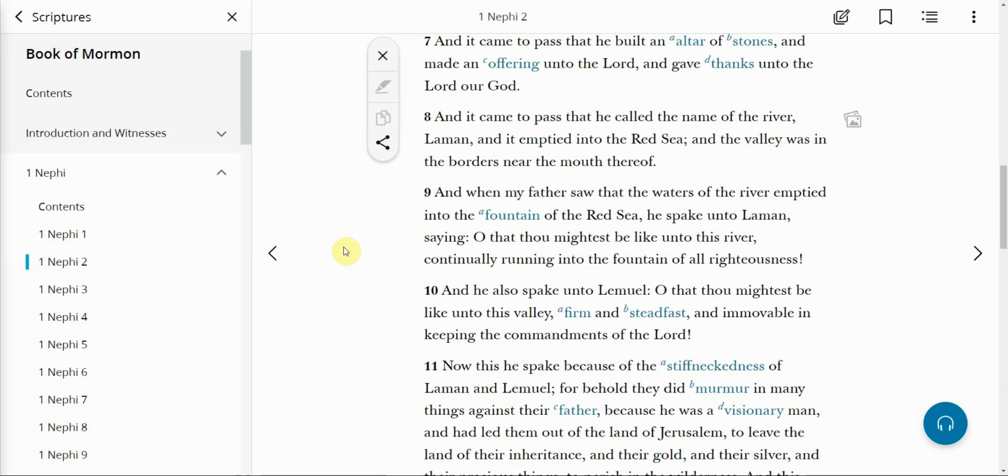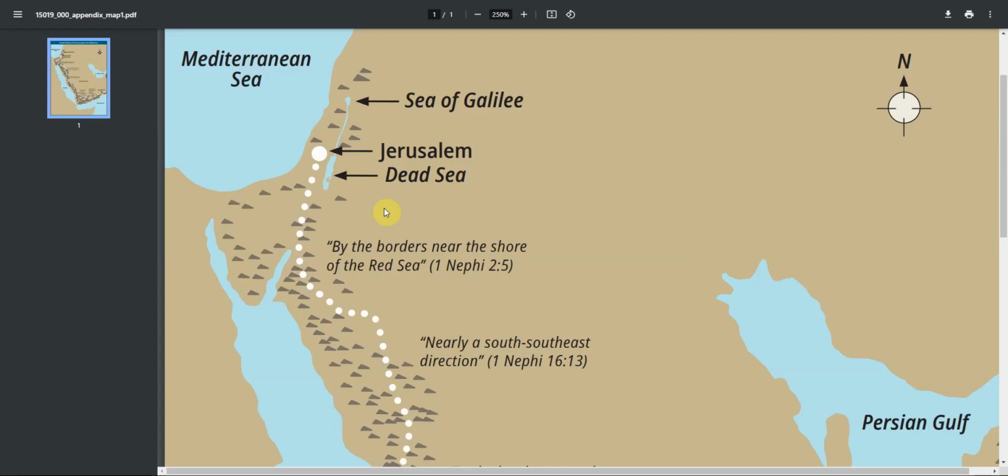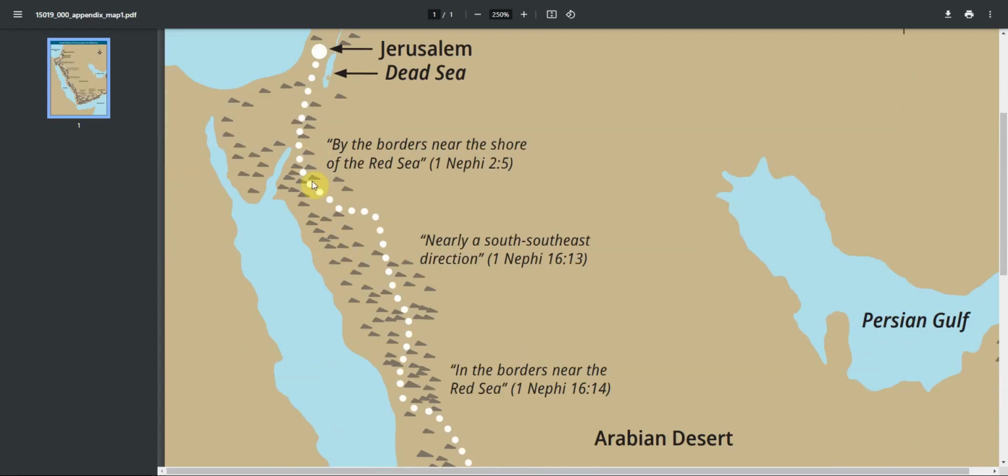So everyone that wants to present a model would, in theory, have to find this river that flows into the Red Sea. So right here, the river would have to be somewhere up here, flowing into the Red Sea near the beginning of the journey. And I'm going to talk about the mainstream idea of where that is here in a moment.